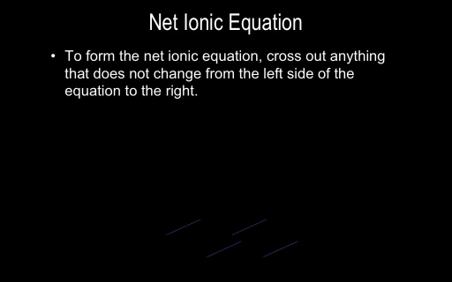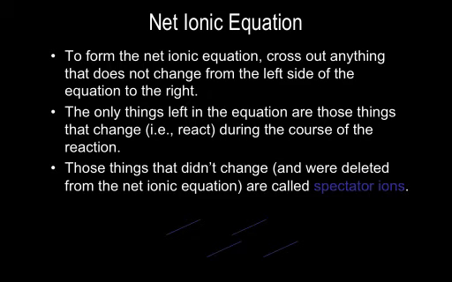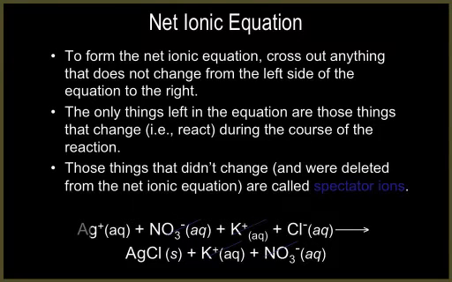Okay, so once you have an ionic equation, then you can look at what's called a net ionic equation. The net ionic equation shows us things that didn't change, and we get rid of them. When we write our overall net ionic equation, we eliminate things that are called spectator ions. In this case, we started with the silver, the nitrate, potassium, and the chloride. The silver and the chloride formed a solid. Then we still had the potassium and the nitrate left over.